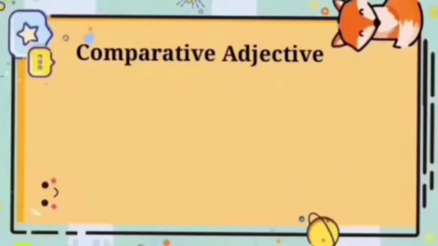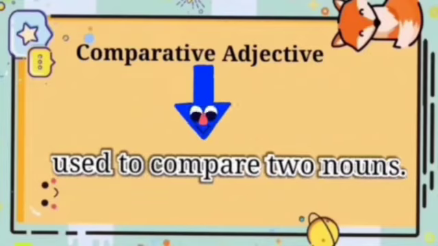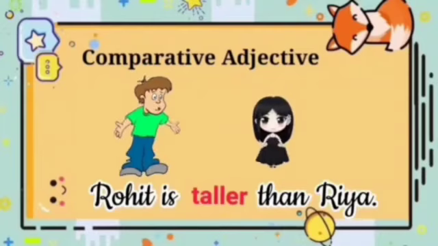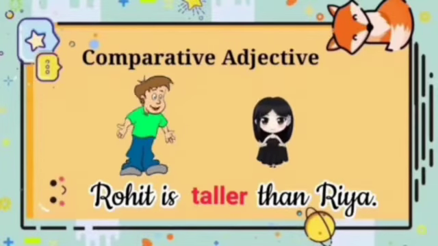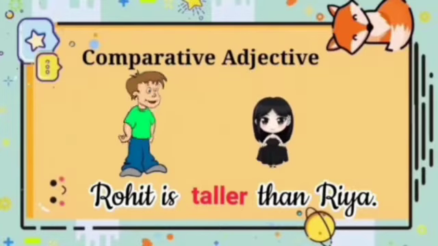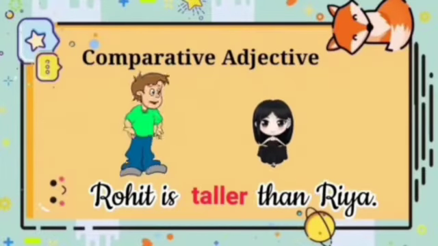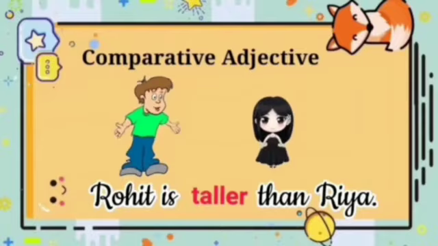Now children, comparative adjectives. It is used to compare two nouns. For example, Rohit is taller than Riya. Children, in this sentence, a comparison is done between two nouns. So, taller is a comparative adjective.